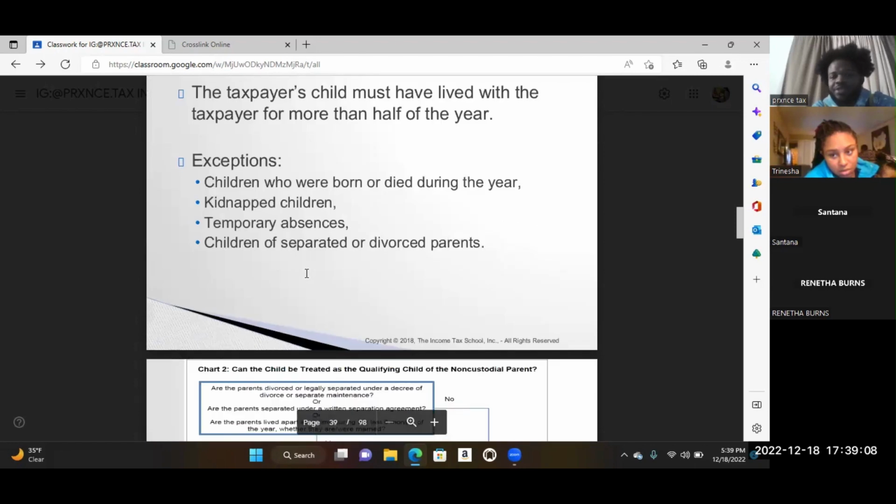Residency test is the place where the child lives. The taxpayer's child must have lived with the taxpayer for more than half of the year. Again, this is a residency test for the IRS. This is how they determine a situation where one child lived here 6 months, one child lived here 6 months. The IRS will determine if both taxpayers file a tax return.